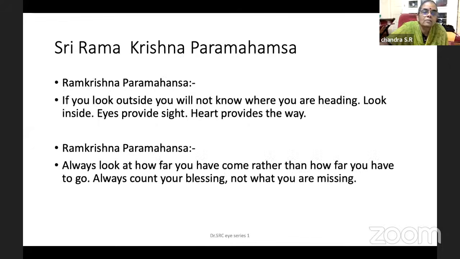And okay, this is some quotation. Krishna Paramahamsa said, if you look outside, you will not know where you are heading. Look inside. Eyes provide only the sight, but heart provides the way. And always look at how far you have come rather than how far you have to go. Always count your blessings and not what you are missing. So that is a good quotation. I thought, seeing outside, seeing inside, and foveating, I'll put it there.